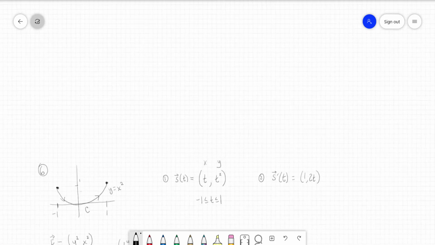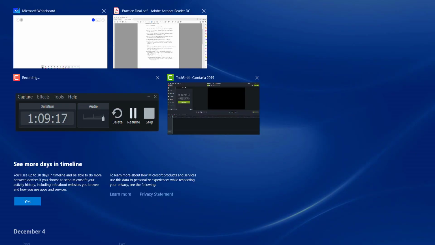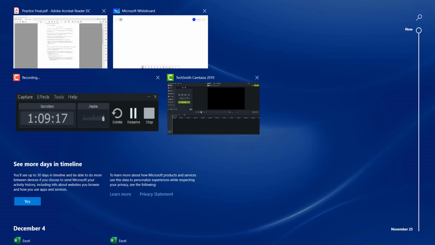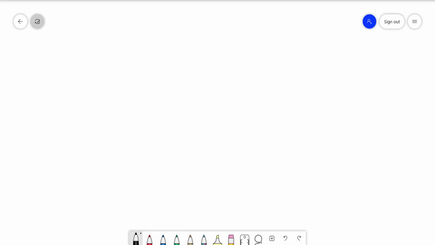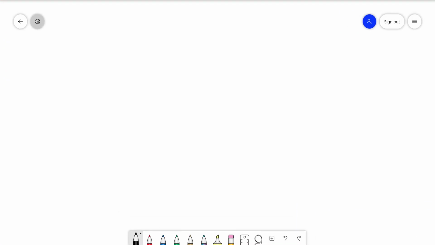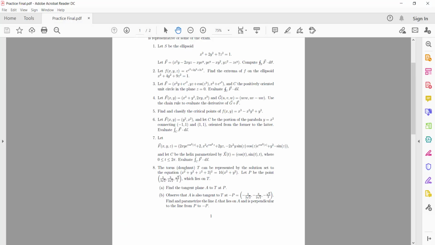All right. So let's move on to number 7. Okay, so let's take a look at this problem. We have a really, really long, nasty looking vector field here.